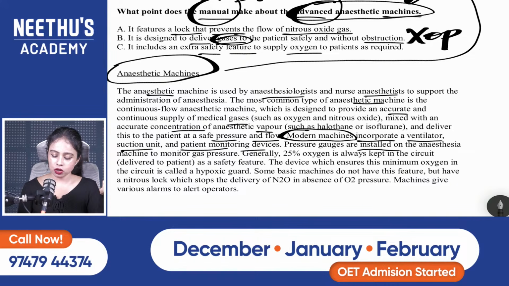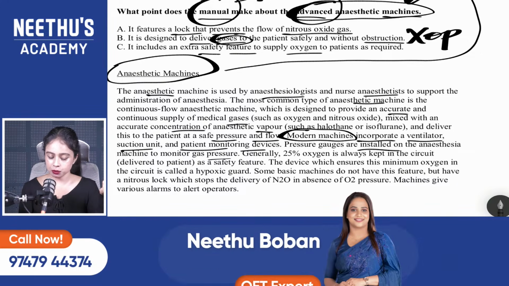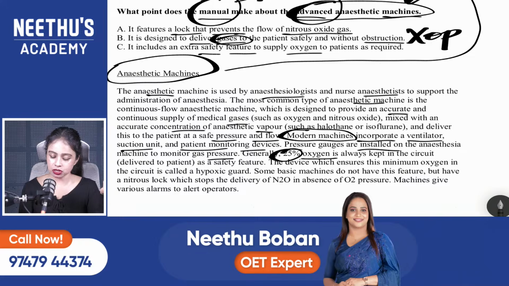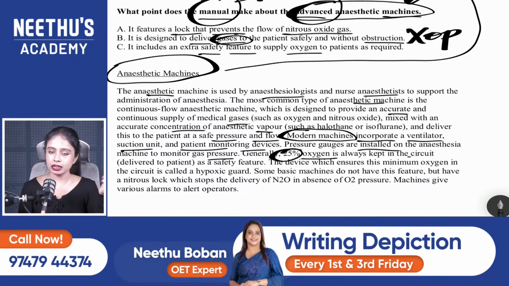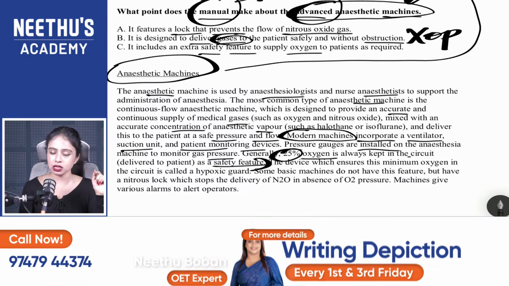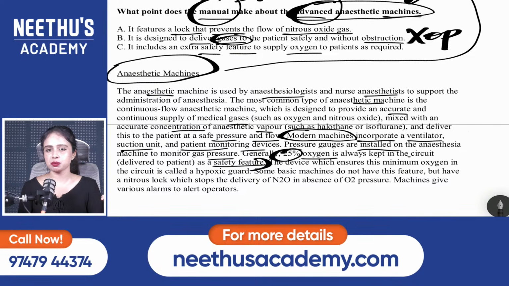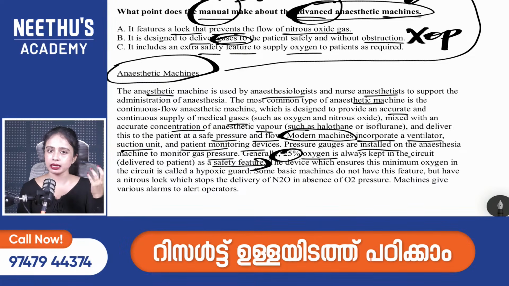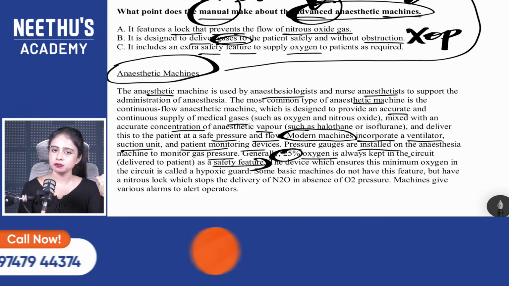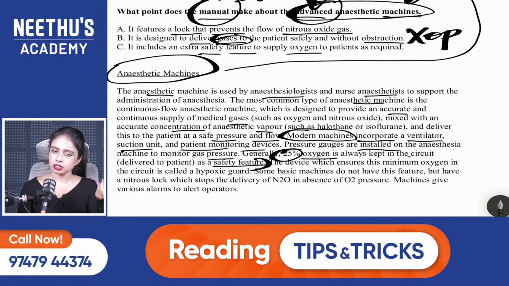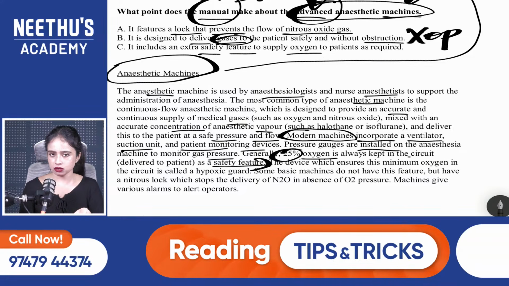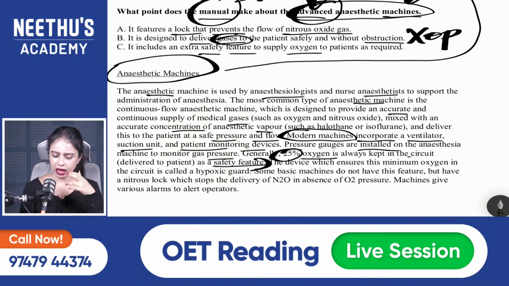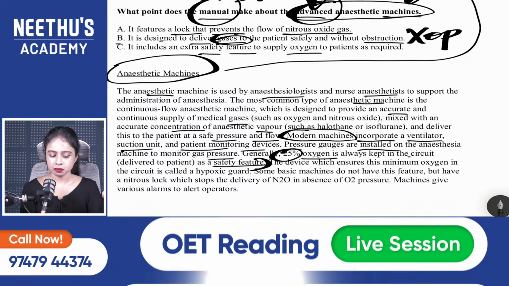Pressure gauges are installed on the anesthesia machine to monitor gas pressure. Generally, 25% oxygen is always kept in the circuit, delivered to the patient as a safety feature. See? So what is the extra feature of this machine? It can deliver 25% oxygen to the patient as a safety feature, and that is the speciality of this machine. Main idea: latest machine, advanced machine, modern machine. So from that line, maybe my answer is option C.